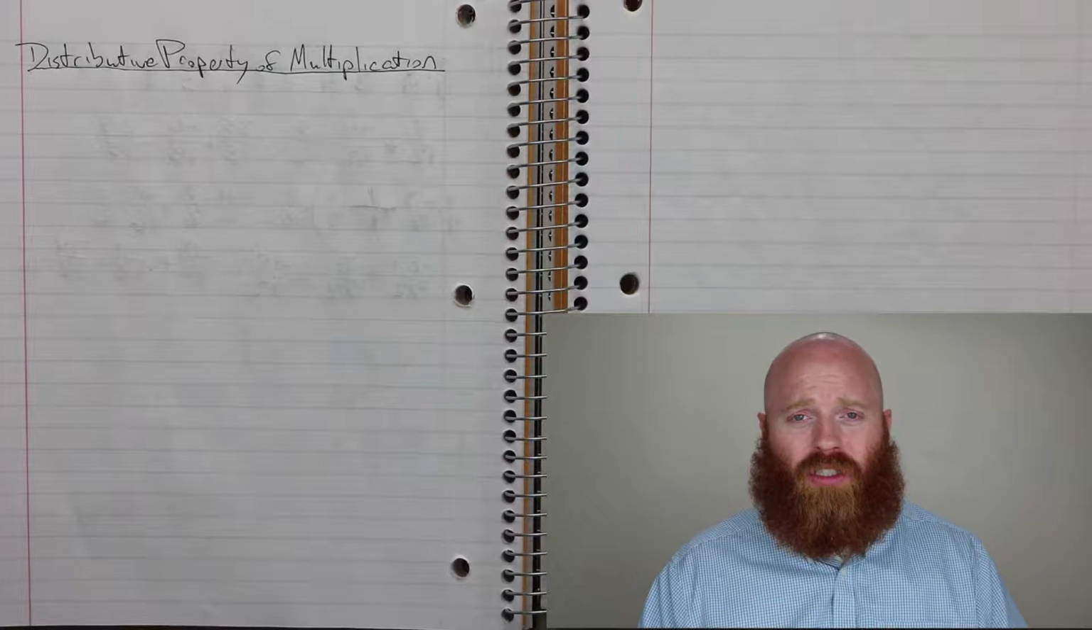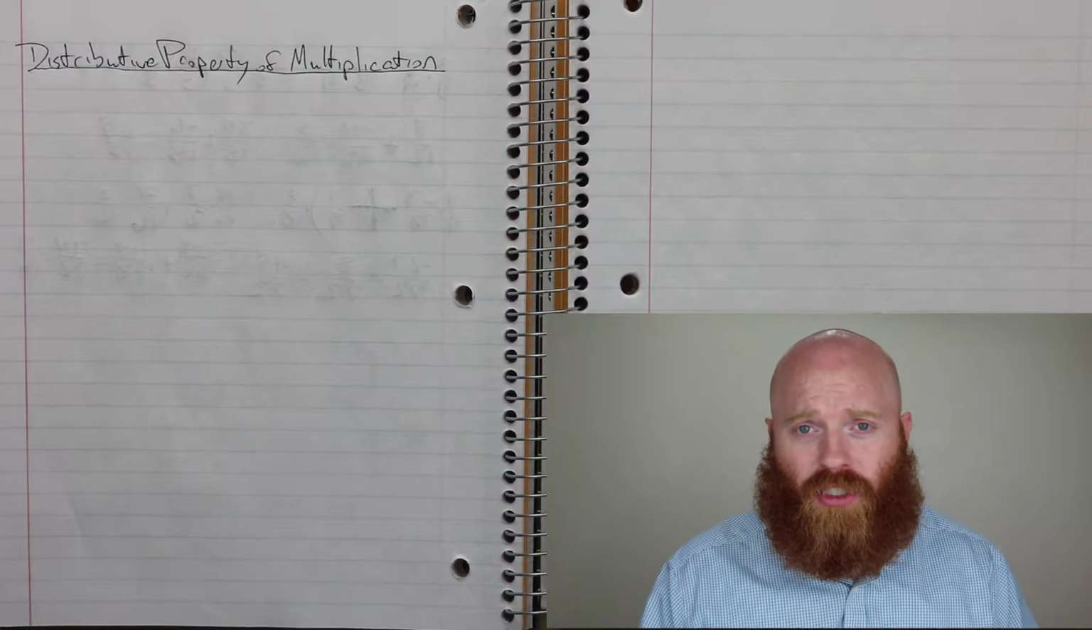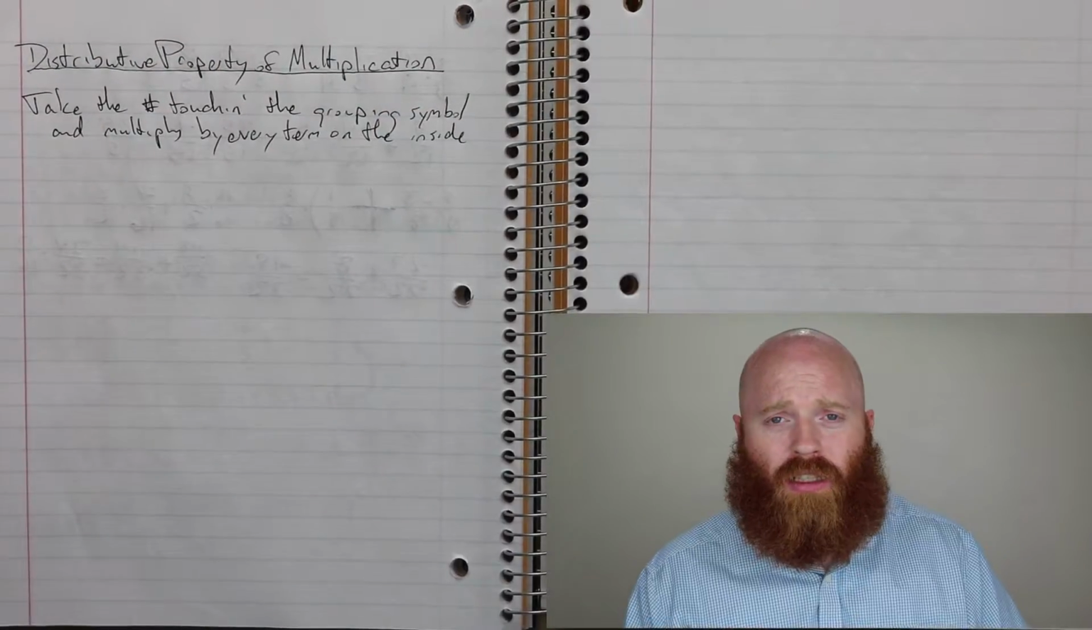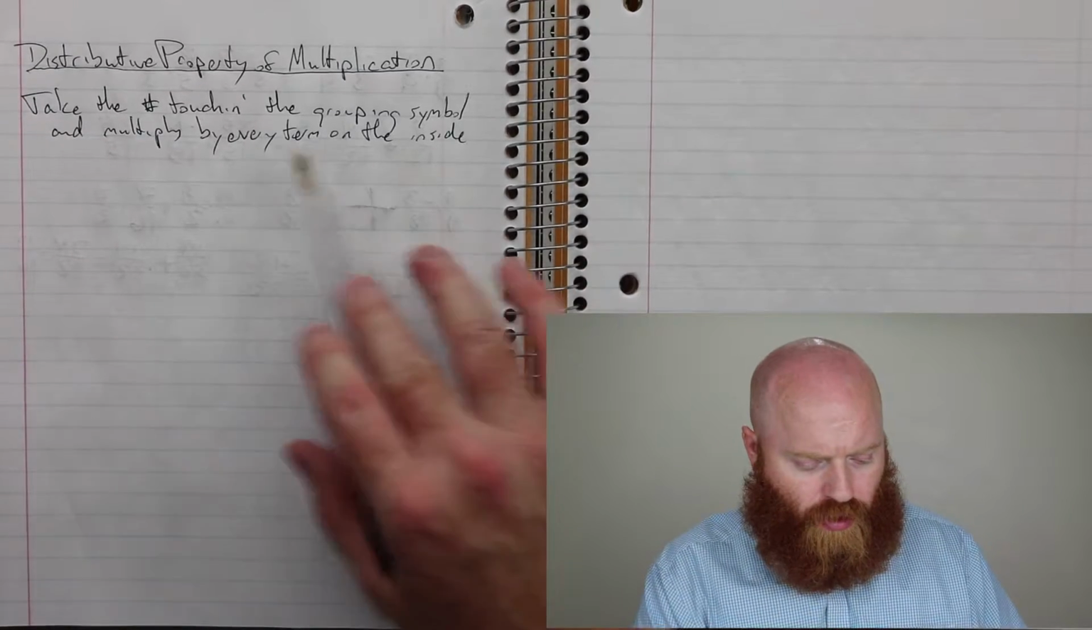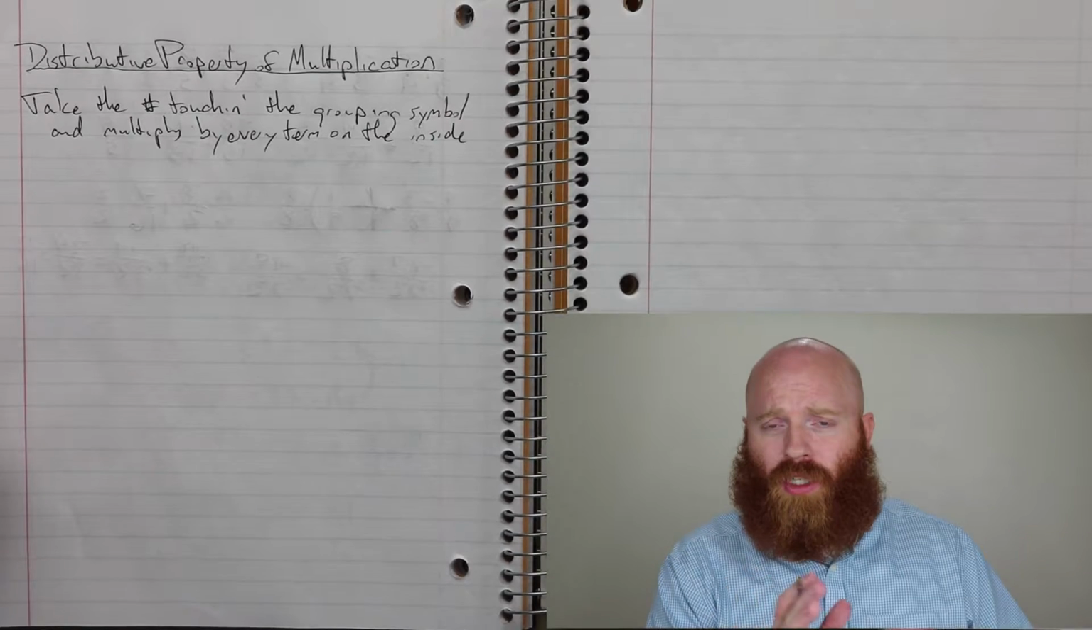So what you're going to do is take the number touching the grouping symbol and multiply it times every term on the inside. Let me write that down. We're going to take the number touching the grouping symbol and multiply it times every term on the inside. A term is everything in between a plus, minus, and equal sign.